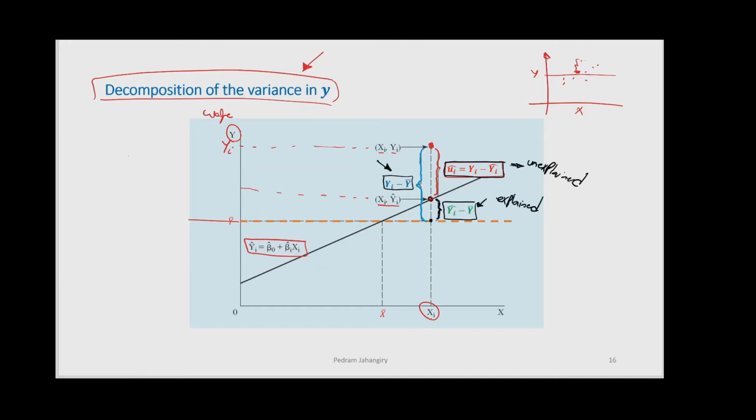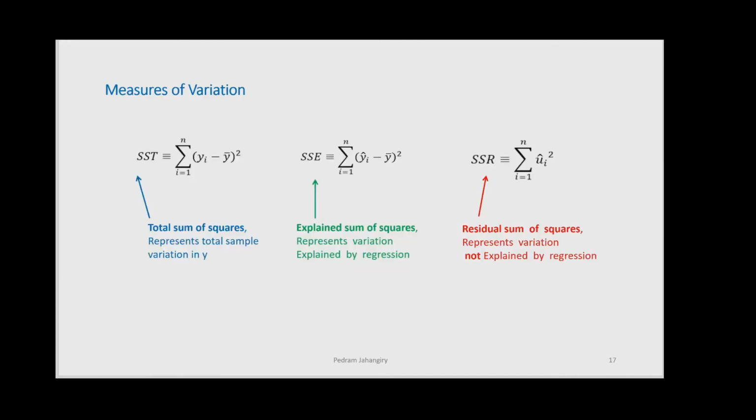Now, with these things, let's define three equations. We call them measures of variation. So SST, SSE, SSR. These are important, pay attention. SST stands for sum of square total. SSE, sum of square explained. E stands for explained. SSR, sum of square residual, and this is unexplained.